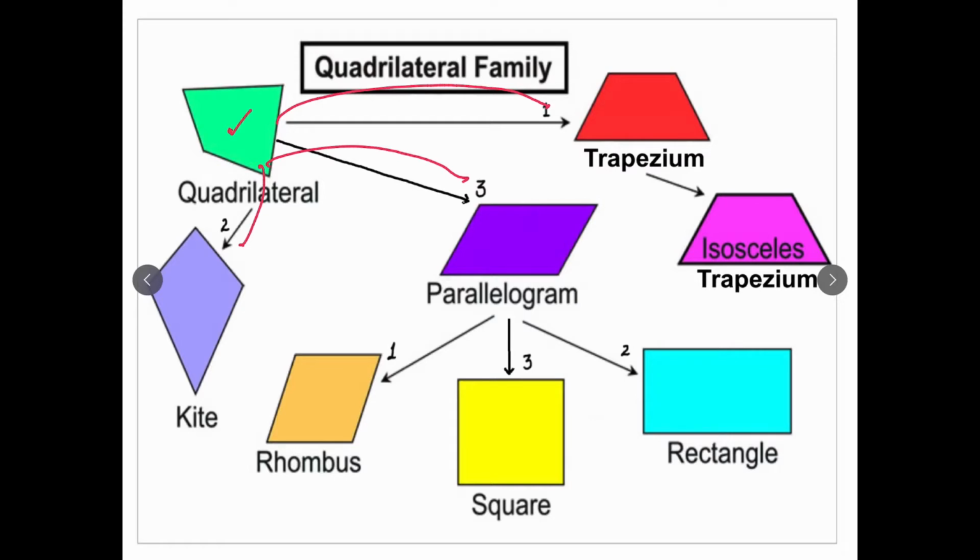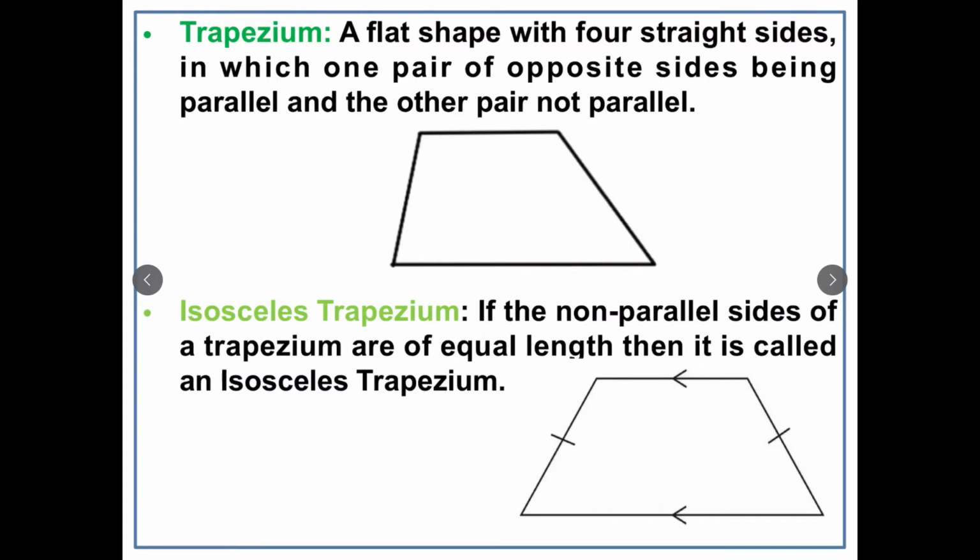In trapezium we have another special type of trapezium, which is known as isosceles trapezium. Then in parallelogram there are 3 types of special parallelogram. First one is known as rhombus, then rectangle, and the third one is a square. We'll study all of them one by one, their definition and the properties. So let's come to the first one, which is a trapezium.